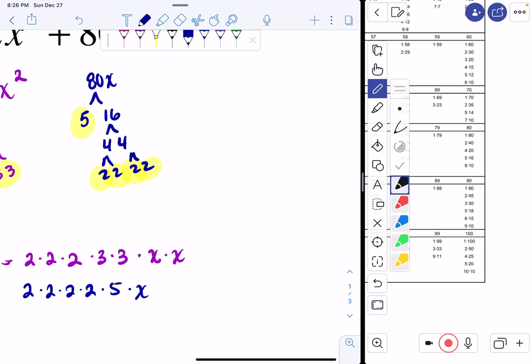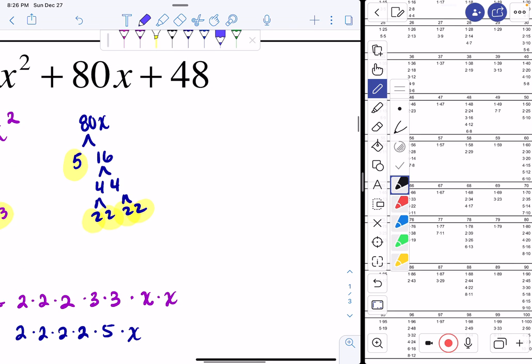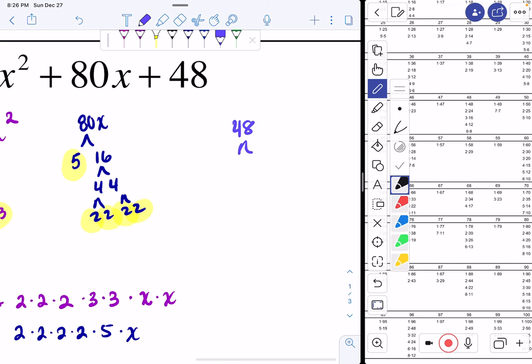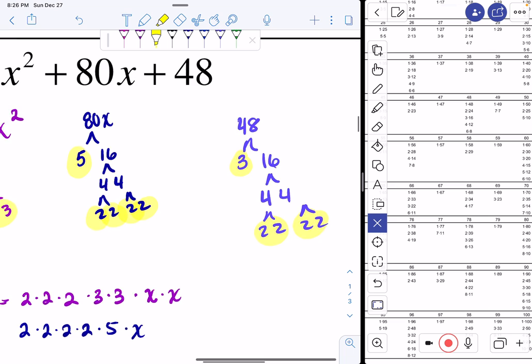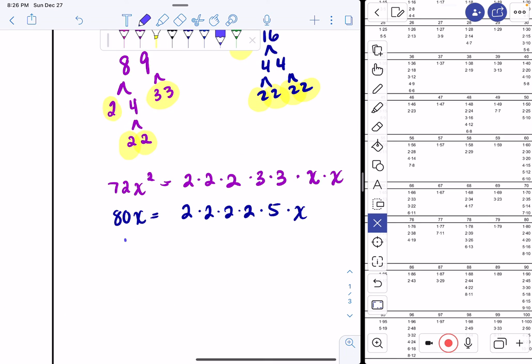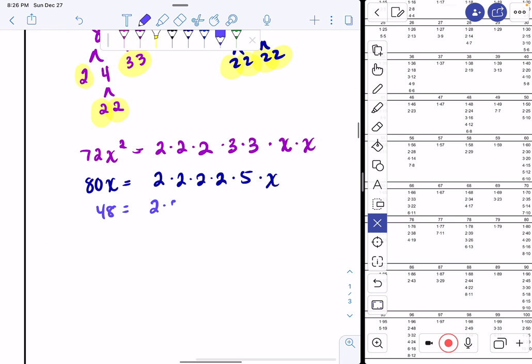Now we're going to do the prime factorization of 48. So I get, let's do 3 and 16. 4 and 4. 2 and 2. 2 and 2. Highlight those primes. So I can say 48 equals 4 2's and a 3. So 1, 2, 3, 4, and a 3.